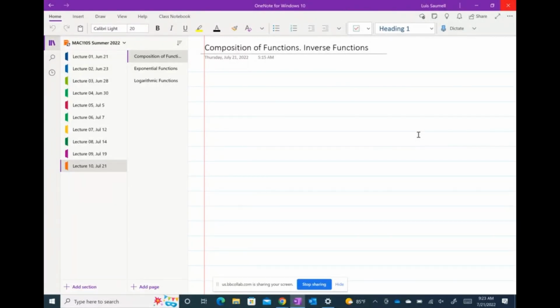Okay, guys, let's begin. We're going to begin the last module now, the last unit of discussion. As I mentioned earlier, we're going to study two other types of functions: exponential and logarithmic functions.